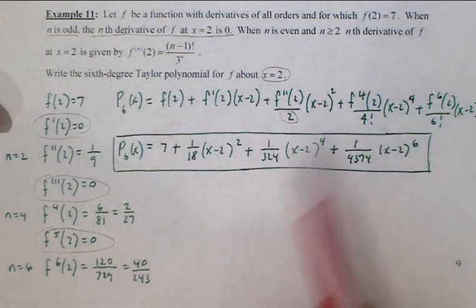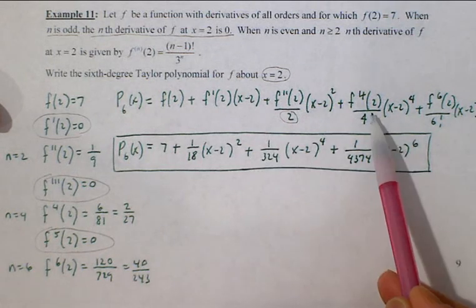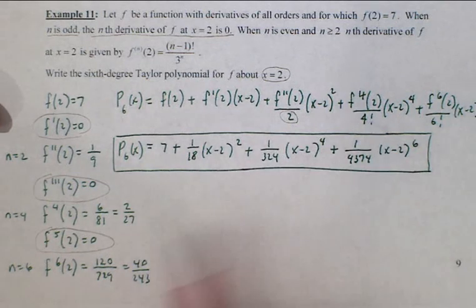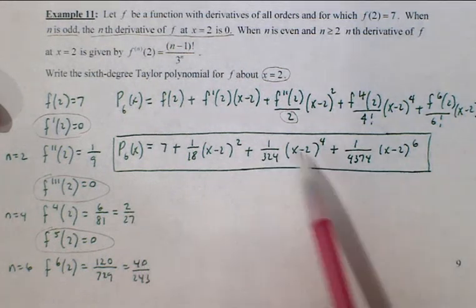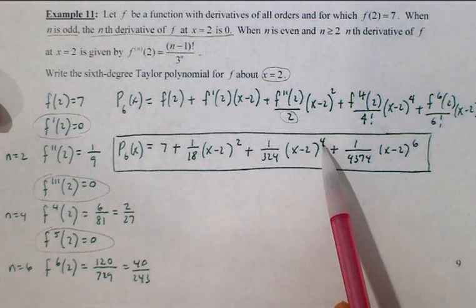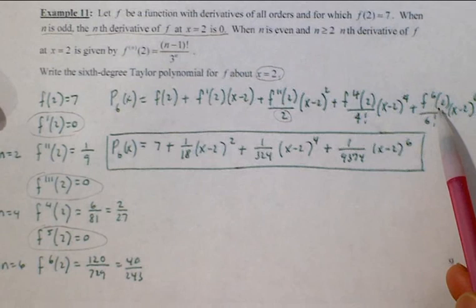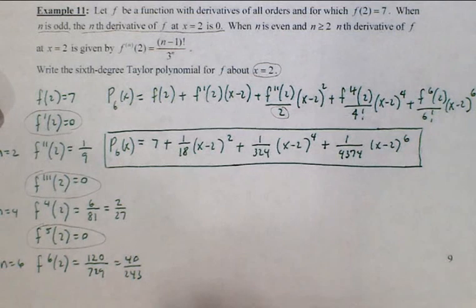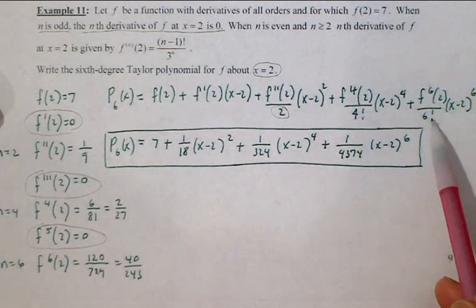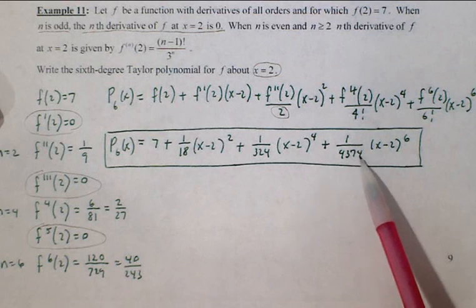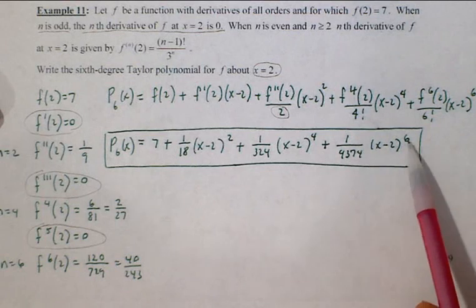And then the third power will just drop out. For the fourth power, I have a 4 factorial here, and I'm going to multiply that by 2 over 27, which gives me 1 over 324, and that's x minus 2 to the fourth power. And then the last one is the sixth derivative of 2, which I found to be 40 over 243. I divide that by 6 factorial, which gives me an answer of 1 over 4,374, and that's x minus 2 to the sixth power.